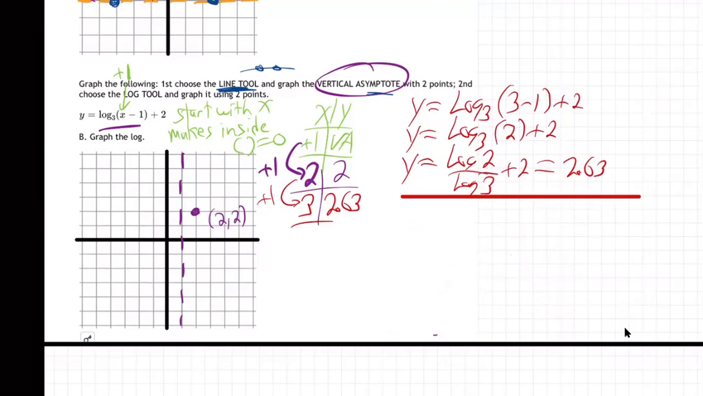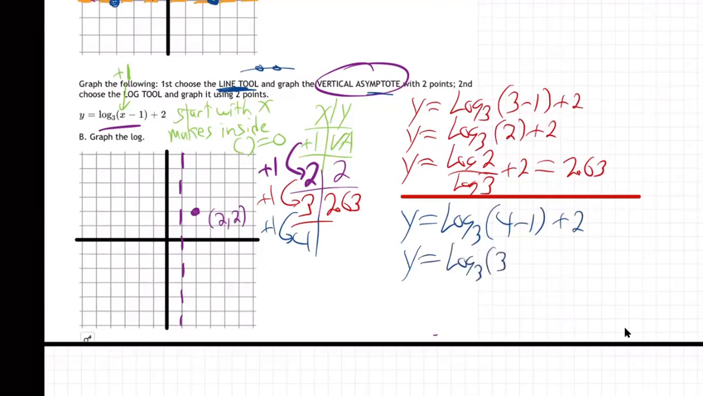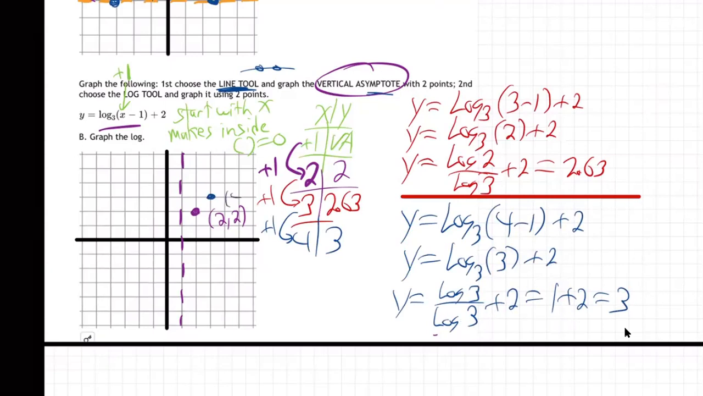So the next one, we just say okay, add 1 again. That's 4. Log base 3 of 4 minus 1, plus 2. Log base 3 of 3, plus 2. The base goes to the bottom. Of course, they're the same. It doesn't really matter, they're both just log 3, aren't they? So that's clearly 1. 1 plus 2, which is 3. So over 4, up 3, right here. There it is. There's the log graph.